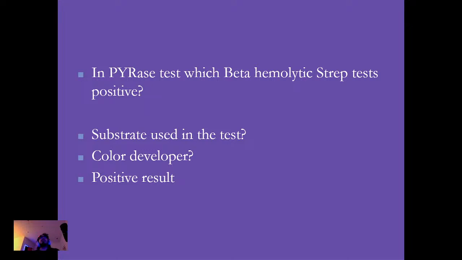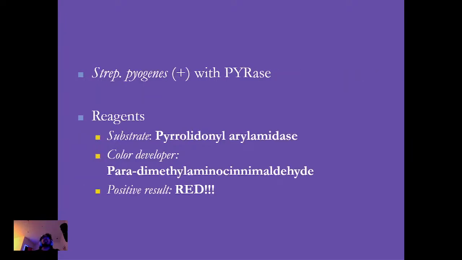Next, we go to PYR test. Test used for beta hemolytic streptococcus. In PYR test, which beta hemolytic streptococcus will test positive. As I mentioned before, it is Streptococcus pyogenes. The substrate used in the test is pyrrolidonyl aryl amidase. Okay? The substrate. The color developer, wag mo muna pipindutin.